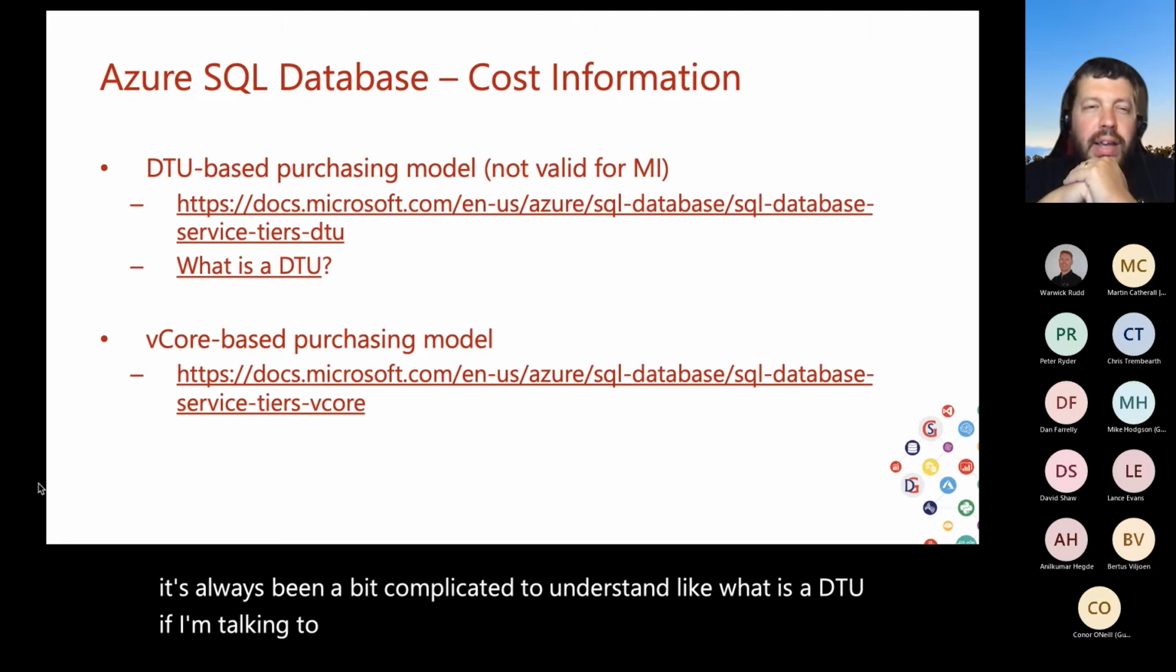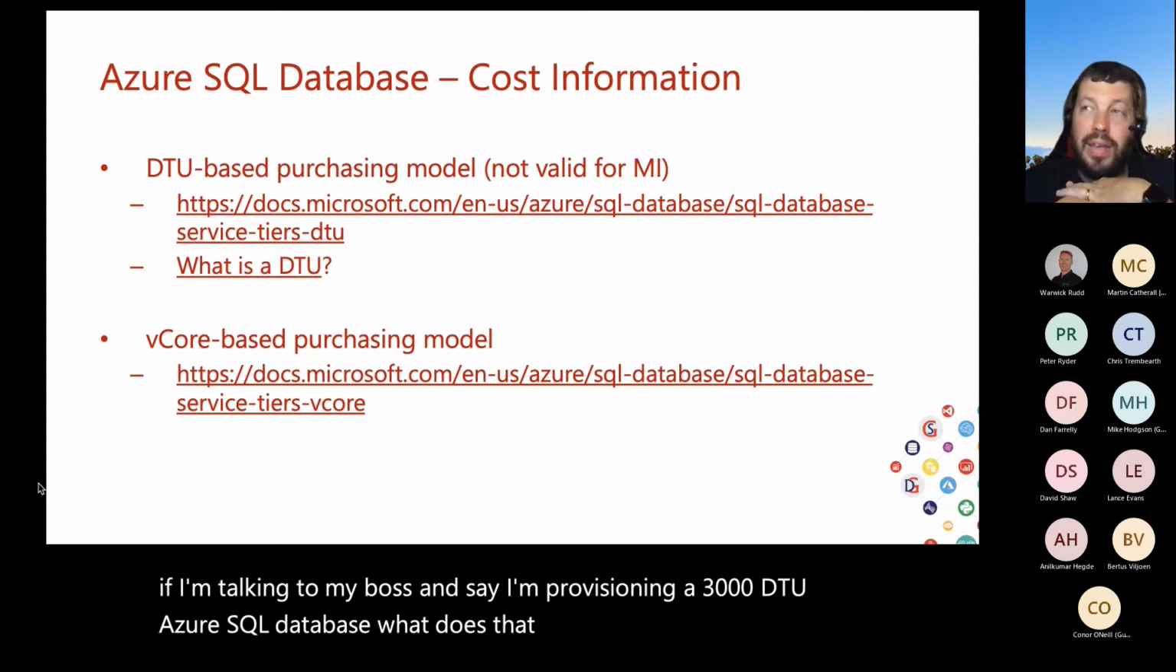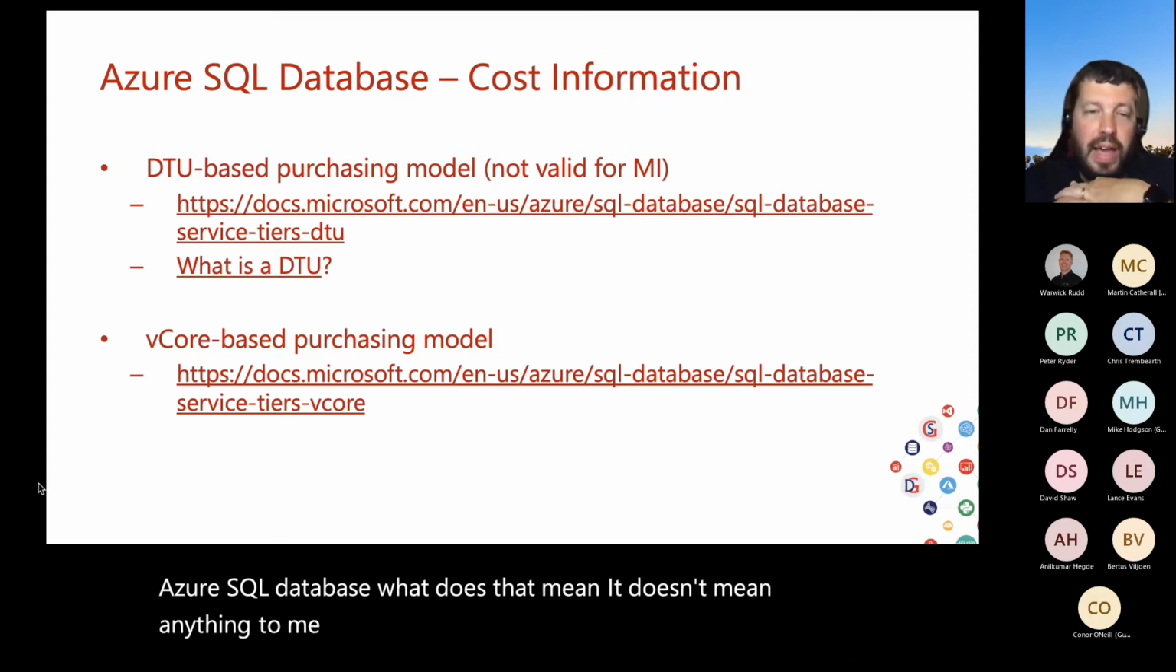If I'm talking to my boss and say, I'm provisioning a 3000 DTU Azure SQL database, what does that mean? It doesn't mean anything to me. It definitely won't mean anything to them. So there's a link to the document here.